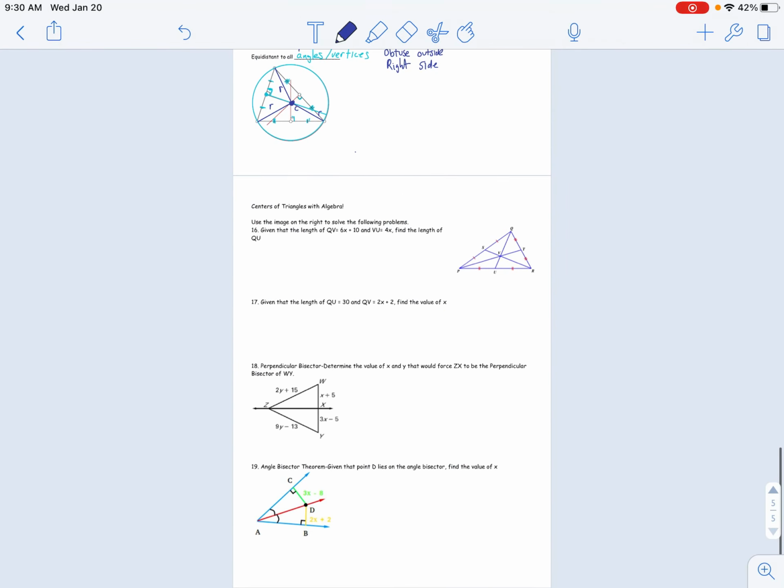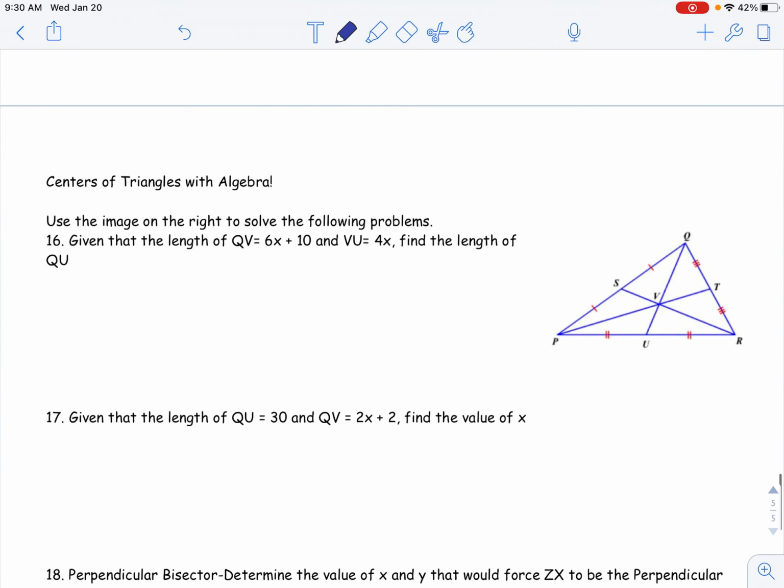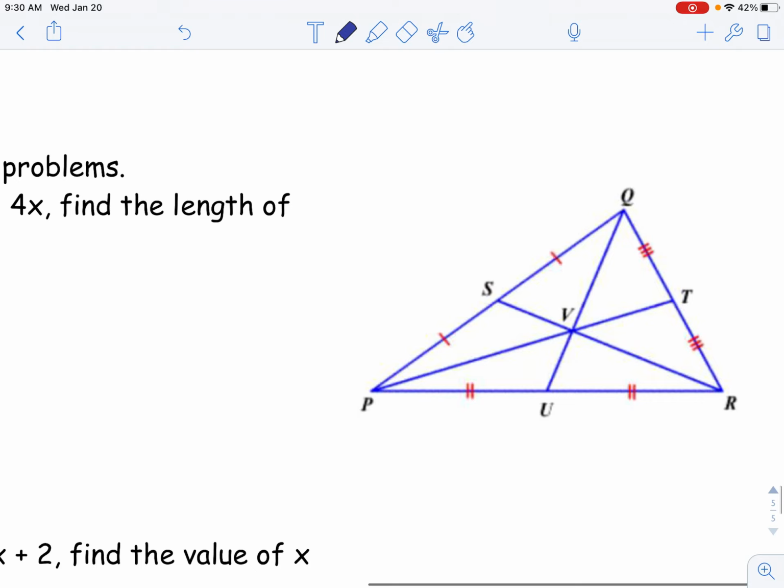Cool beans. Let's just do a couple algebra problems, centers of triangles with algebra, and then we'll finally call it a review, a very lengthy review. But we're going to use the image on the right to solve the following problem. So given the length QV is 6x plus 10.